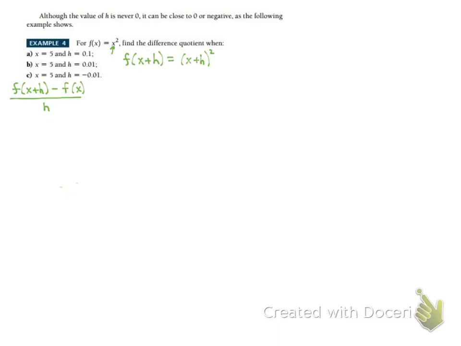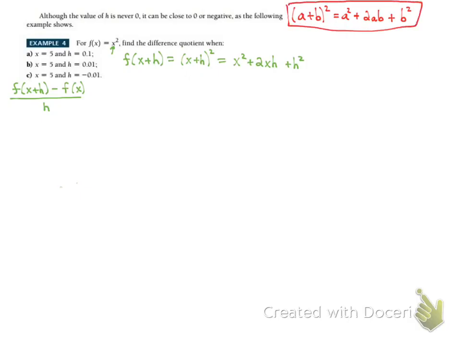And let's go ahead and FOIL that out and expand that binomial. So then we would get x squared plus 2 times x times h plus h squared. Remember this formula for expanding perfect square binomials? That's what I just used to expand this. Of course, you could FOIL it, but it's better to memorize the formula and use it because it's faster.